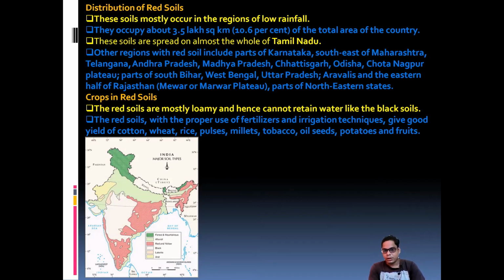Crops: what are the crops? Actually, these soils are very loamy and hence cannot retain water, like black soil or alluvial soil. So red soils, with proper use of fertilizer and by developing irrigation techniques, can give cotton, wheat, rice, pulses, millets and tobacco. All these things can be grown on it, and potatoes also can be grown.